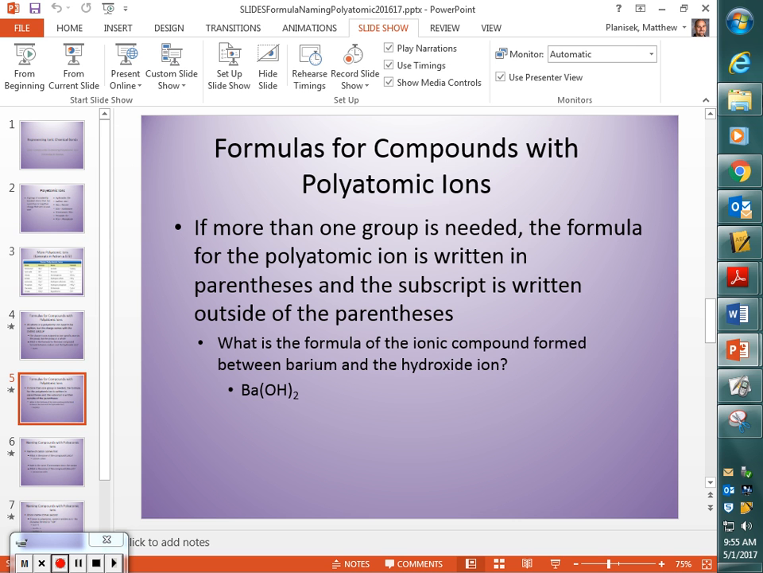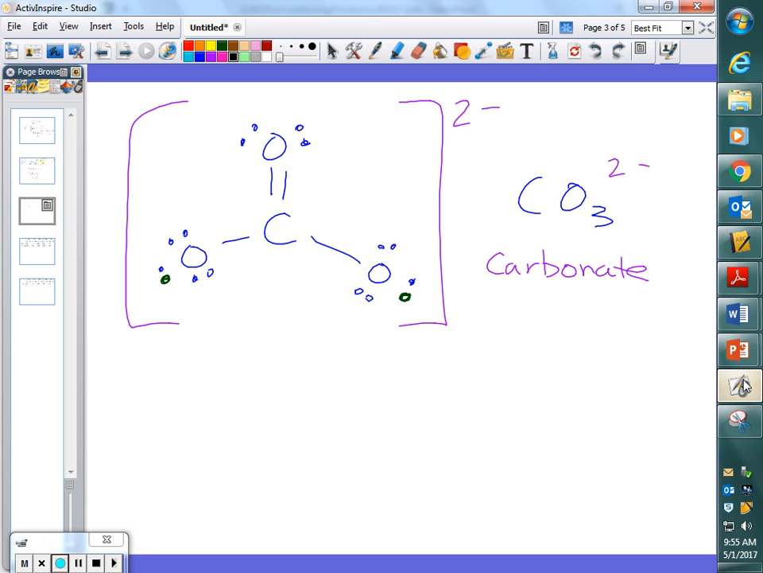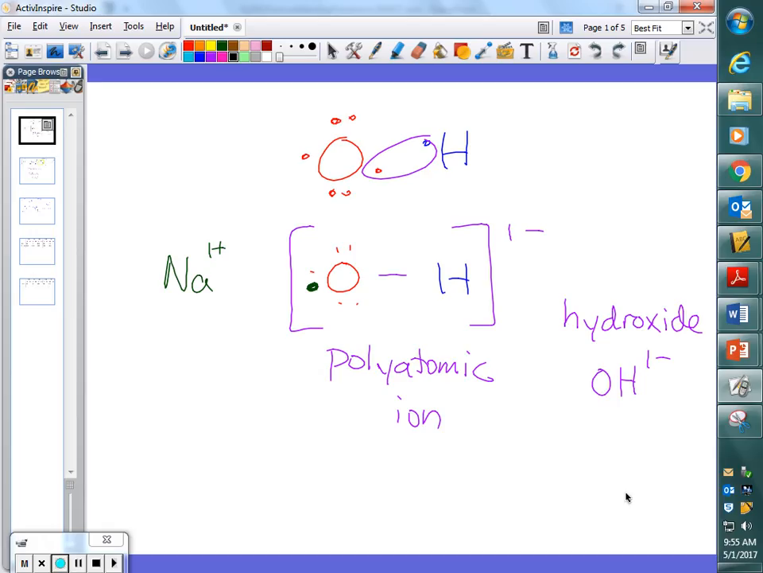Okay? So here, let's go back to this. We know that this group of atoms, we call that the hydroxide ion, but they only get there because they got this extra electron from sodium, right? And so now, sodium's positive, this group of atoms is negative. What's going to happen here? They're going to attract each other, and they're going to form this compound.